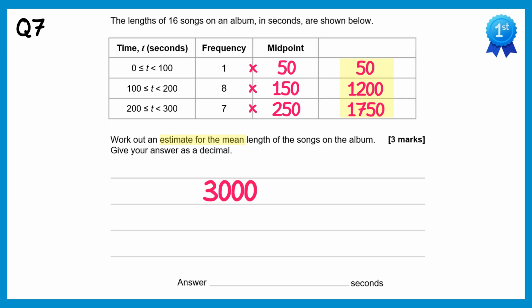And then we divide this by the total number of songs. Now you can get the total number of songs by adding up the frequency column here, which gives you a total of 16. But we also knew that because we were told it in the question. It said there were 16 songs. So we just need to divide this 3000 by 16, and that gives us the answer 187.5 seconds.